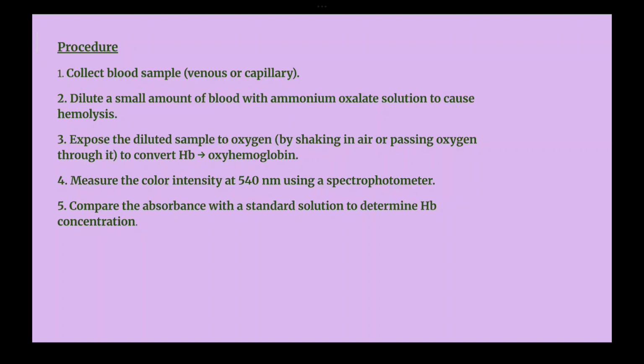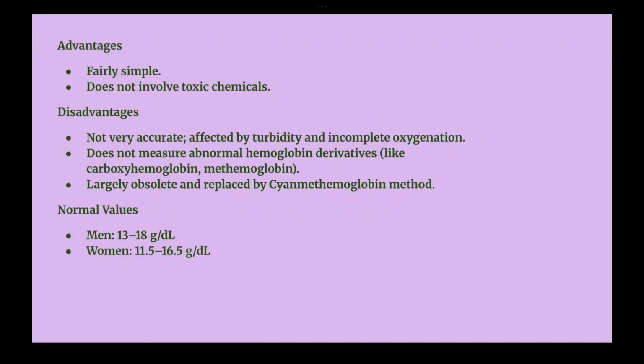Once the blood sample is exposed to oxygen, it forms oxyhemoglobin, and the oxyhemoglobin can be used to measure the color intensity under spectrophotometry. It has a peak at 540 nanometers, and you compare the absorbance with the standard solution to determine the HB concentration.